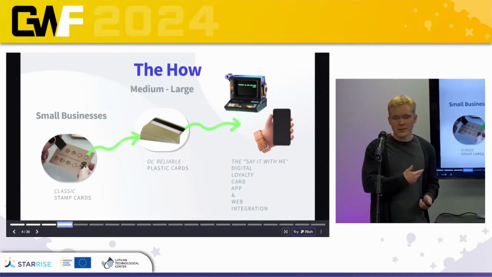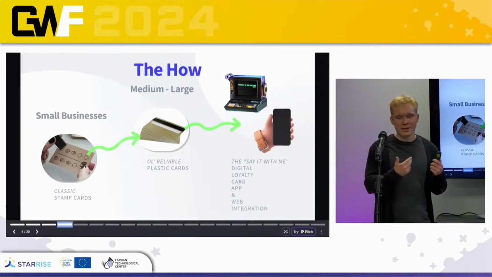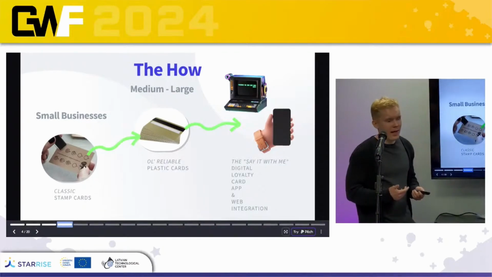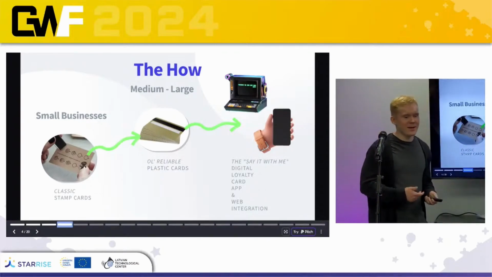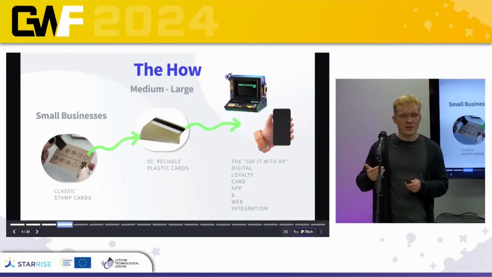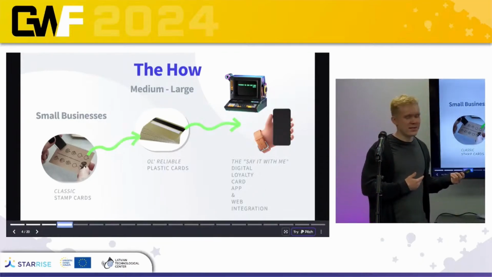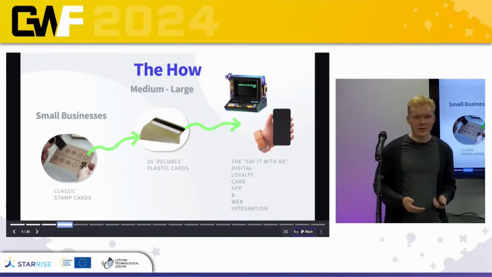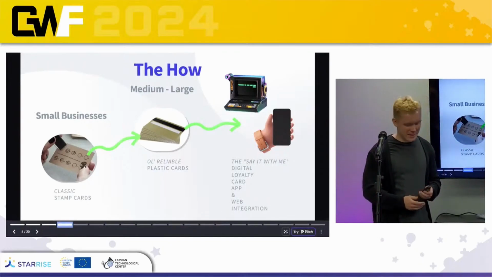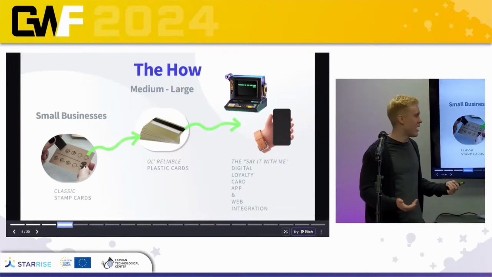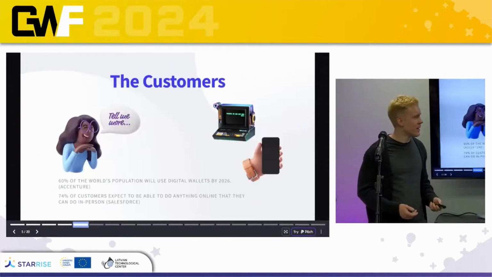But then when you get bigger, you realize, oh, I need something more. I need the digital part. And that's the, say it with me, digital loyalty card app plus web integration, which is a terrible thing to try to sell people because they look at it and go, why are you even trying to offer me that at this point? It's very complicated, and I hope it doesn't have to be in the future.